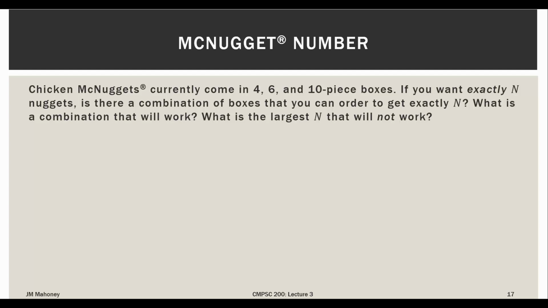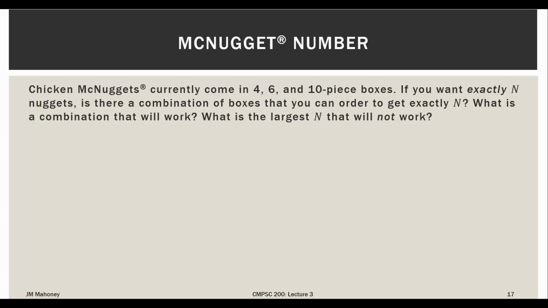Also 14 would be a McNugget number. We could order a 10-piece box and a 4-piece box. We could actually also order 2 4-piece boxes and a 6-piece box, and either combination would work. So all we're looking for here is, can we order a combination of these piece boxes to get a specified number?